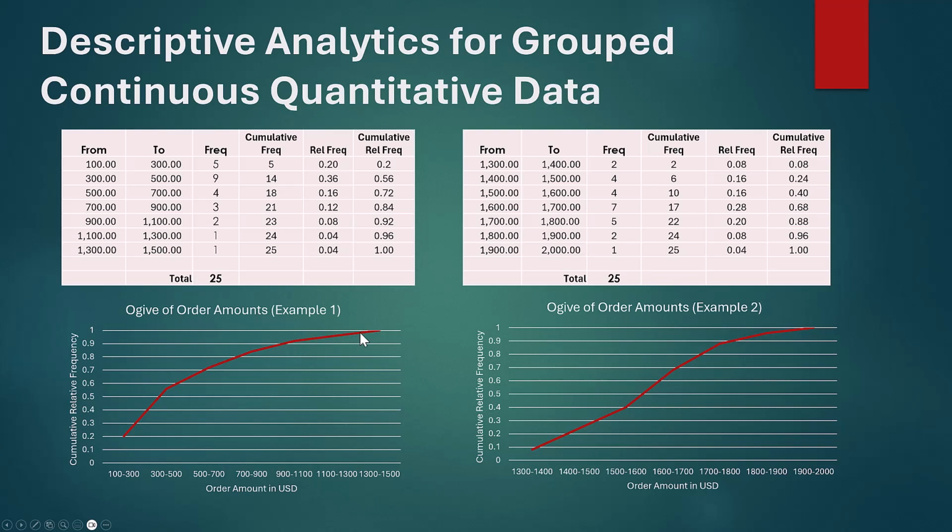So just the shape of this tells a story, which is very hard to tell when we had ungrouped data. So by grouping the data, we are able to tell some story about this data that we could not have if we had not grouped it.